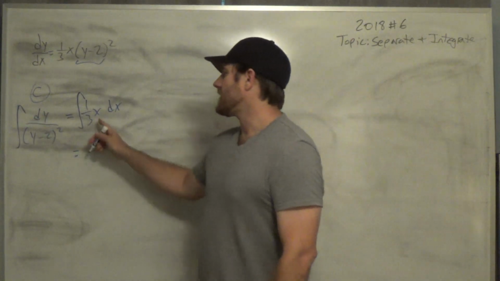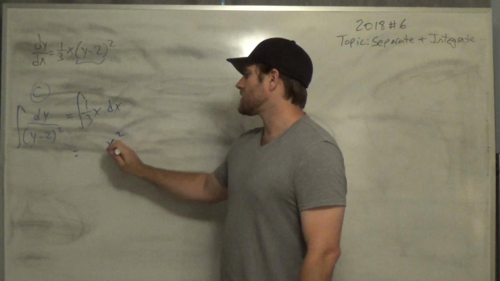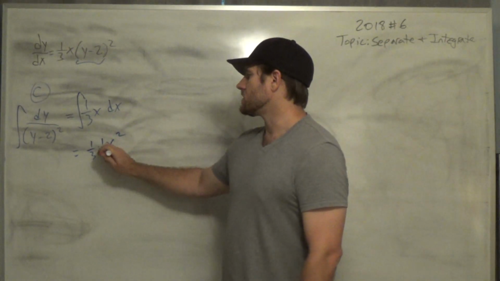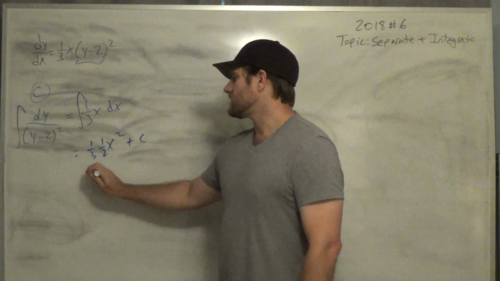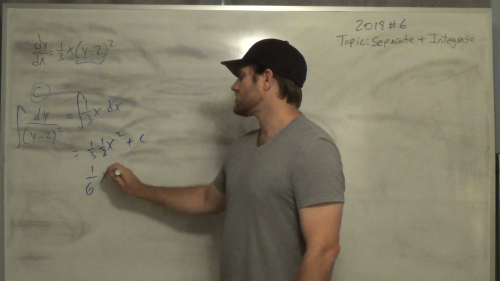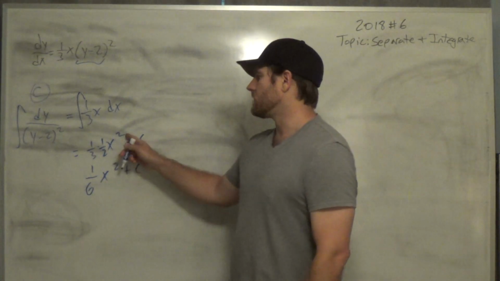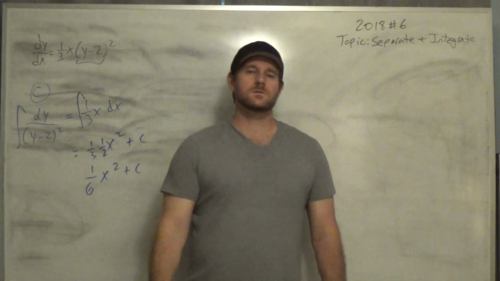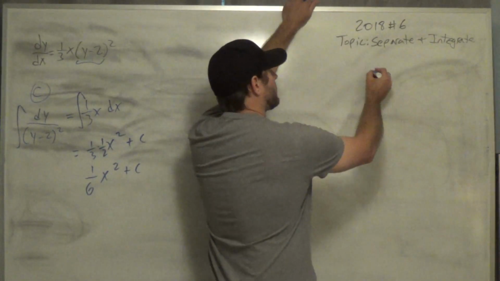All right, now on the right-hand side, it's really easy. You just add 1 to the exponent and then multiply by the reciprocal. The reciprocal is 1/2. And so that's just 1/6 x squared plus c. Add 1 to the exponent and divide. On this side, it's a little trickier, but not that bad. I'm going to work it off over here.